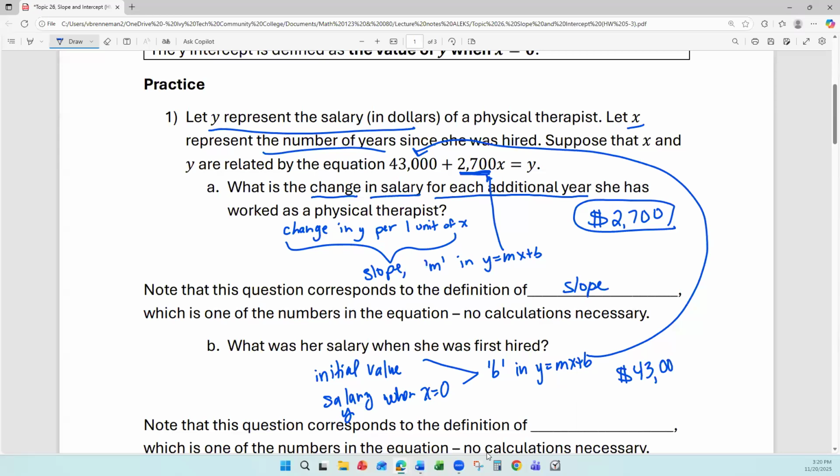You need to recognize the word slope. Y-intercept, not so much. You just need to know where it is in the equation. But again, both of these questions were asking for those pieces of the equation. No calculation needed.